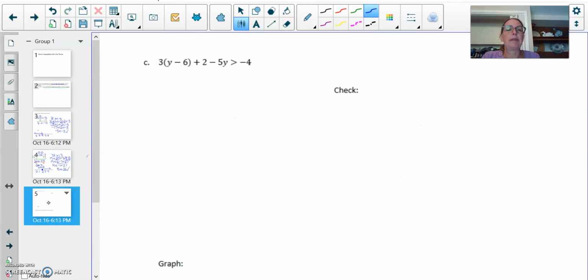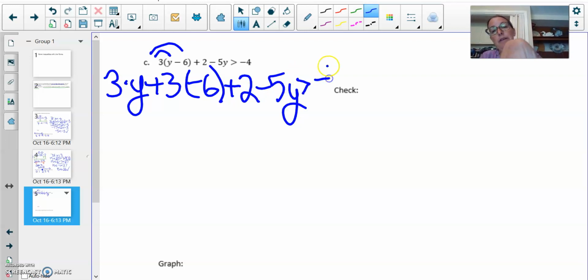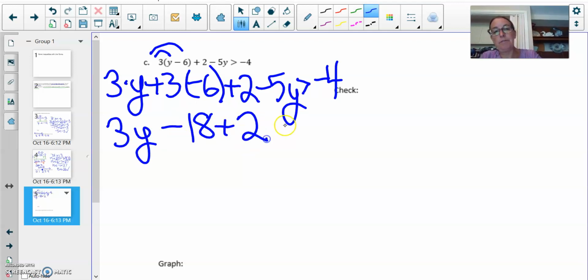Our next example. 3 times the quantity y minus 6 plus 2 minus 5y is greater than -4. So we first have to start by distributing the 3 through. So it's 3 times y plus 3 times -6 plus 2 minus 5y is greater than -4. After you distribute, multiply it out. So 3y minus 18 plus 2 minus 5y is greater than -4.